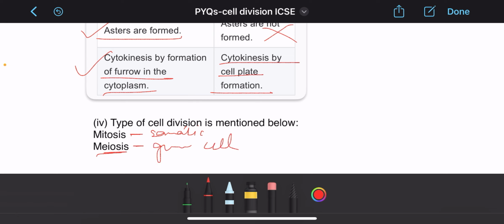So with this, we are ending the PYQ of 2016. In the next discussion, we are going to take the PYQs of 2017.